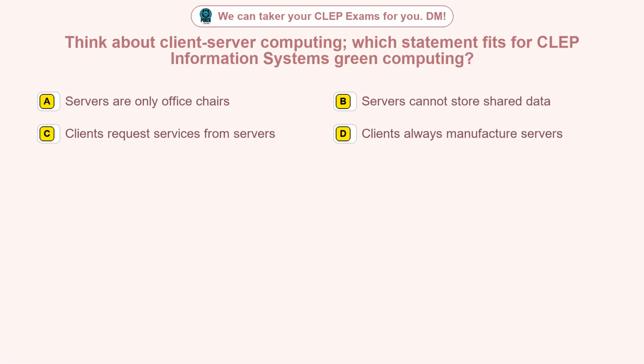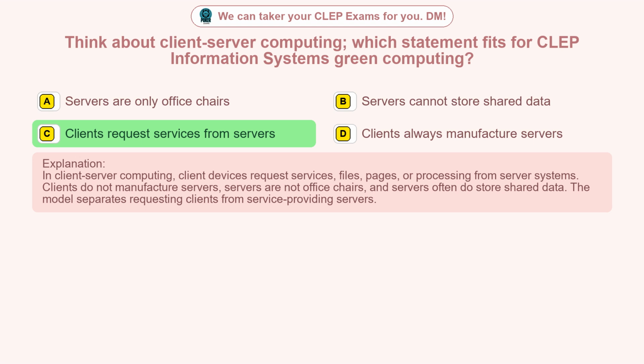Question 58. Think about client-server computing. Which statement fits for CLEP Information Systems green computing? Option A, servers are only office chairs. Option B, servers cannot store shared data. Option C, clients request services from servers. Option D, clients always manufacture servers. The correct answer is option C, clients request services from servers. In client-server computing, client devices request services, files, pages, or processing from server systems. Clients do not manufacture servers, servers are not office chairs, and servers often do store shared data. The model separates requesting clients from service-providing servers.